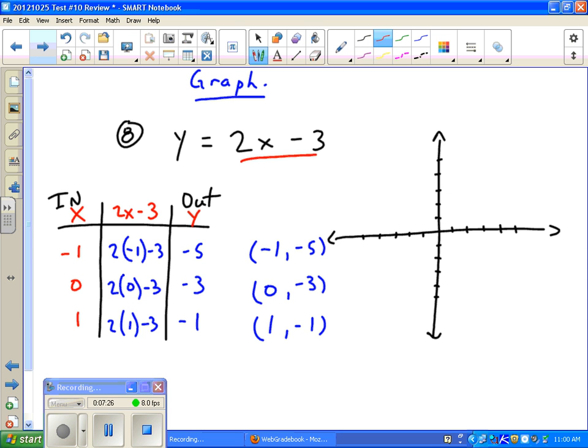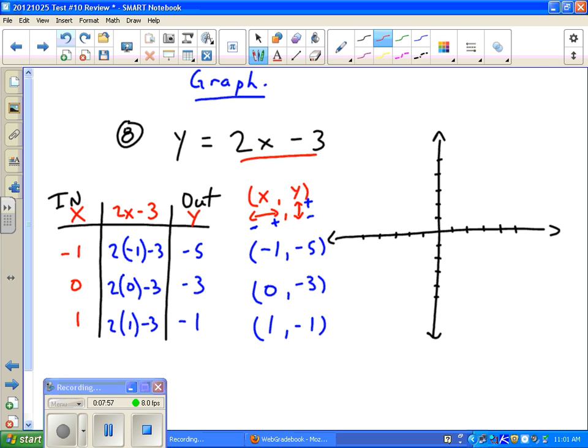But your first ordered pair, -1, -5, it's always x, comma, y, which tells you either you go right or left and you go up or down. Now, to tell you which one's which, if it's a negative number, you're going to go left. If it's a positive number, you go right. If it is a positive number, you go up. If it's a negative number, you go down.